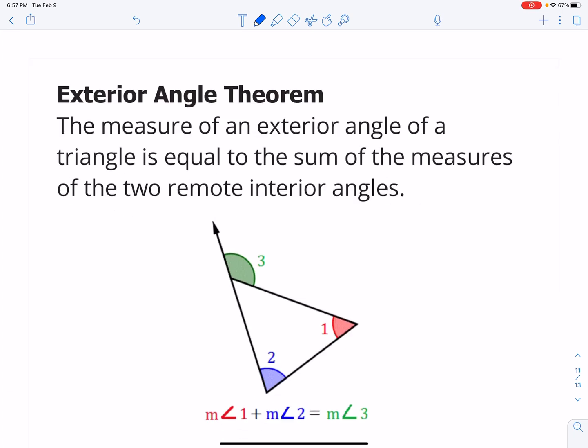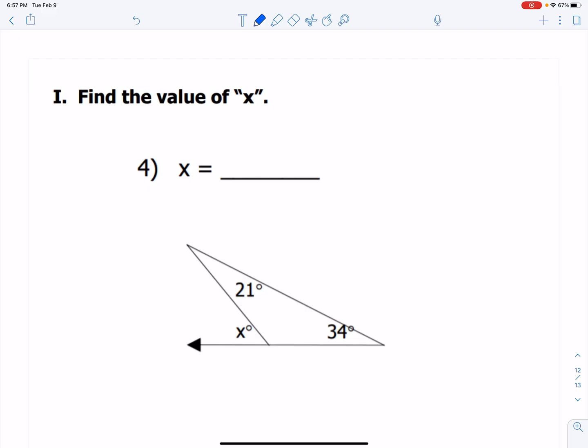Now we've got the exterior angle theorem. So we know that the exterior angle, which is outside the triangle, which is made by an extension of a side length, is equal to the sum of the two remote interior angles, which are the ones opposite that exterior angle. So if you had a question like this and I asked you to find x, all we have to do is take this 21 and this 34 and add them together, and x is going to be equal to 55, and it would be degrees because it is an actual angle.